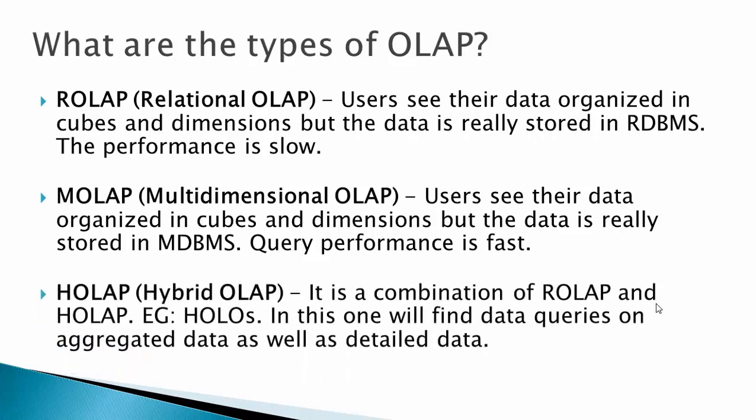The next one is hybrid OLAP. It is a combination of ROLAP and MOLAP. For example, HOLOS, H-O-L-O-S. In this, one will find the data queries on the aggregated data as well as detailed data.